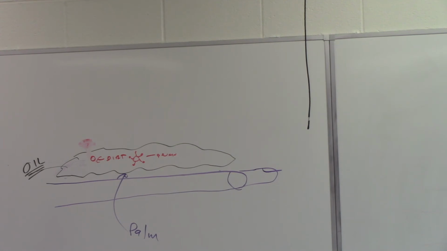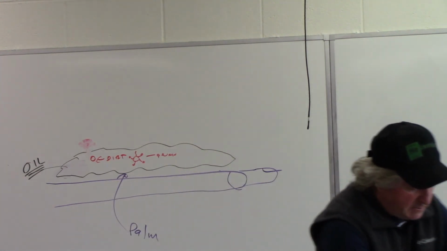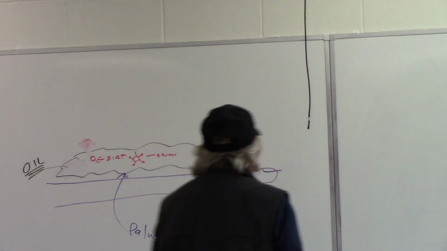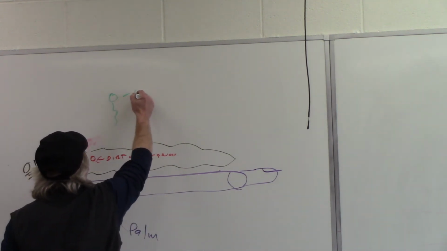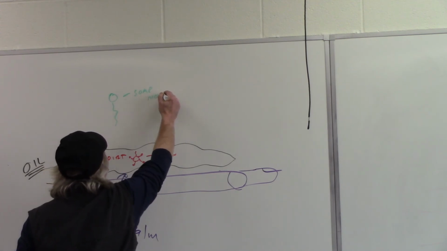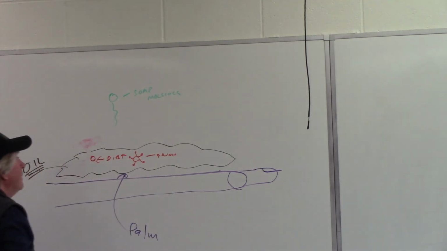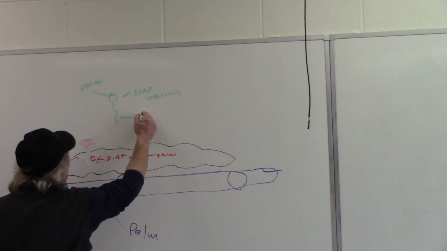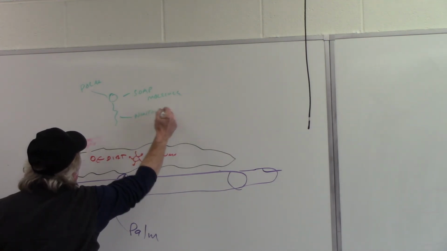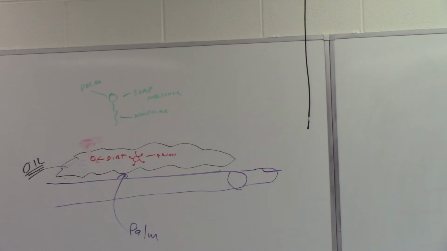Okay. So this is going to relate to how you wash your hands, the method you use to wash your hands, and why it works. Okay. So when you take soap, let me draw a soap molecule here. So here's a soap molecule. It has a polar head and a non-polar tail.